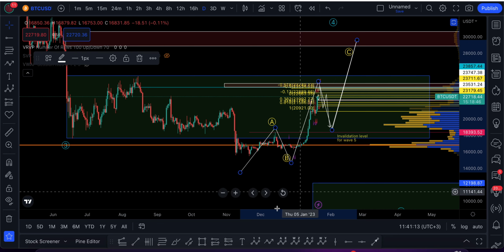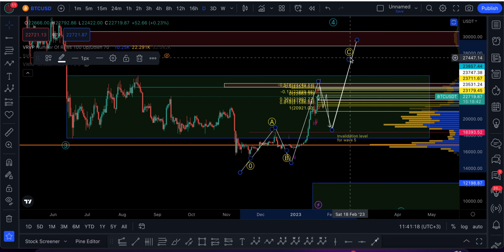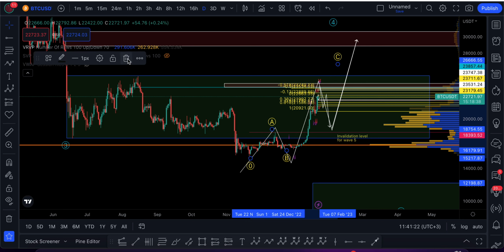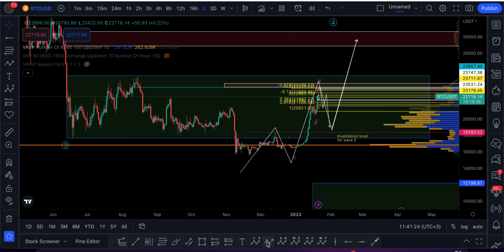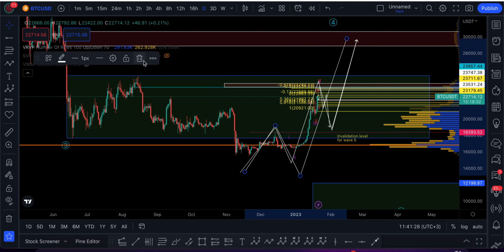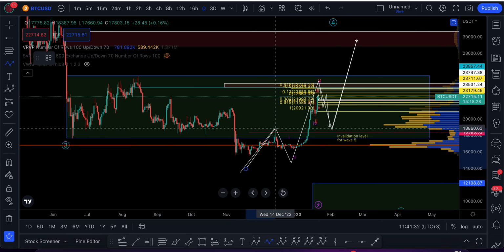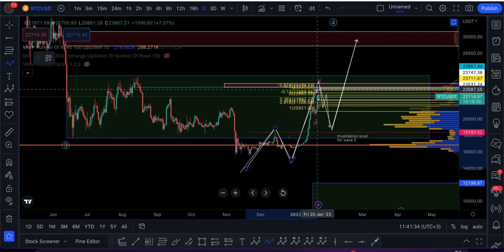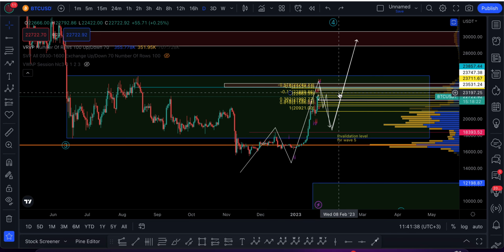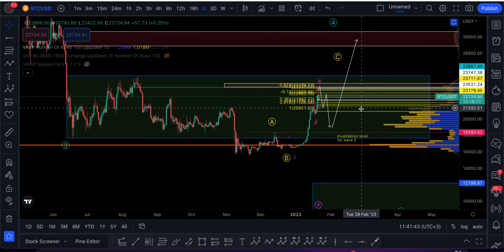So we don't know if this, I'm taking this as ABC, right? It might be ABC, or let me not say ABC. It might be a 3-wave move, right? 1, 2, and 3. It might be a 5-wave move: 1, 2, 3, 4, and a 5. It might be that. So instead of guessing what the structure would be, I would rather just take the market one step at a time.